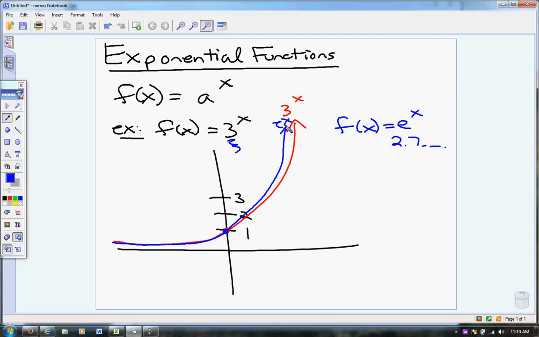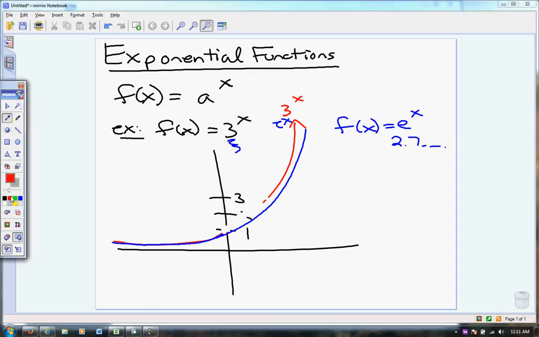Isn't that faster? Yeah, I should have drawn it on the other side. Sorry about that. It would not grow quite as fast. It'd be over here. All right?